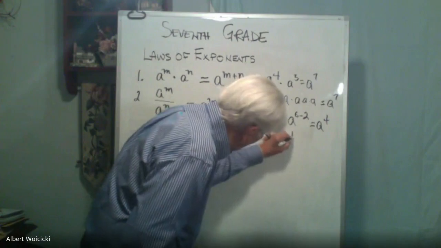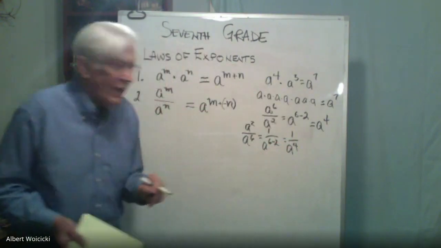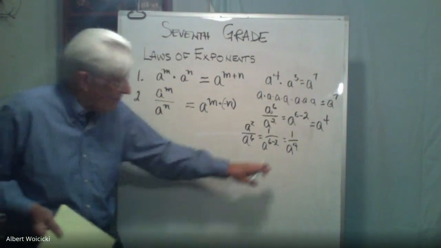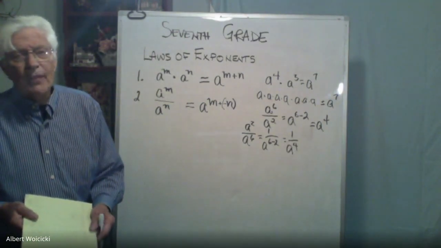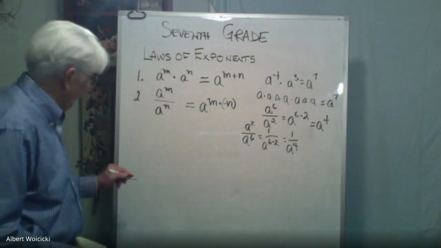And it becomes 1 over a to the 4th. Okay? It becomes 1 over a to the 4th. We need to know we have a positive exponent at the end. That's very important.